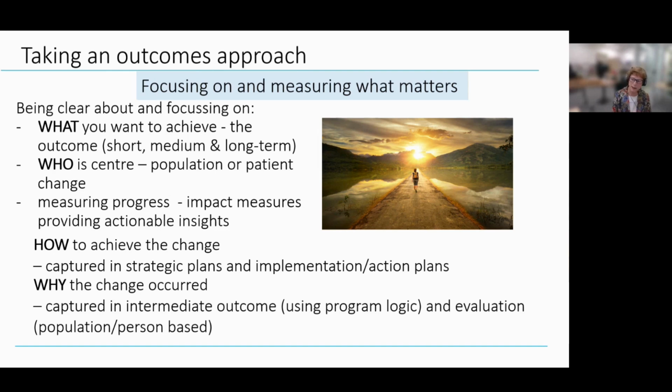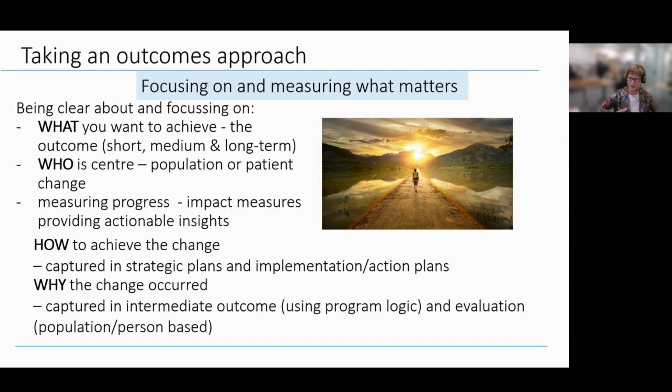There's a whole separate part to all of this, which is not the outcomes approach, but it's how to achieve the change. And that's about your process measures, your outputs, that sort of thing. And that's captured in your strategic plans, your operational plans, and the like. That's the how. Whereas the outcomes approach is the what. What do you want to achieve? And then another question is, why did the change occur? And that's another core question for measuring impact. And that question of why the change occurred is captured in intermediate outcomes using program logic.